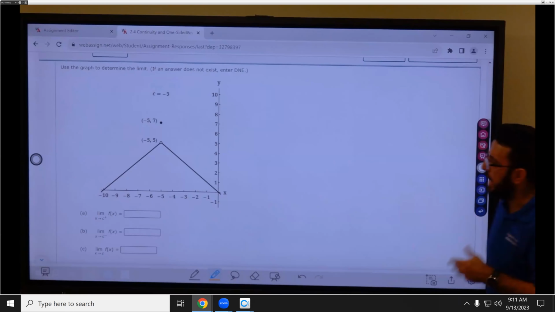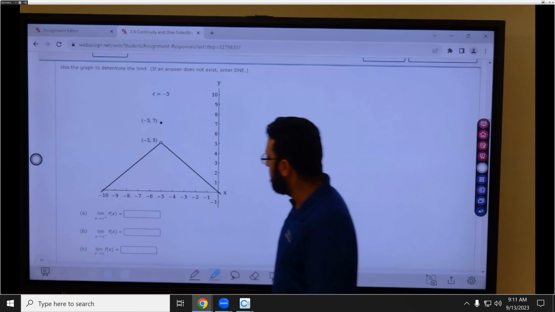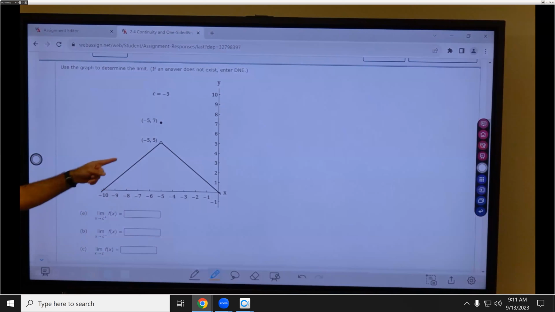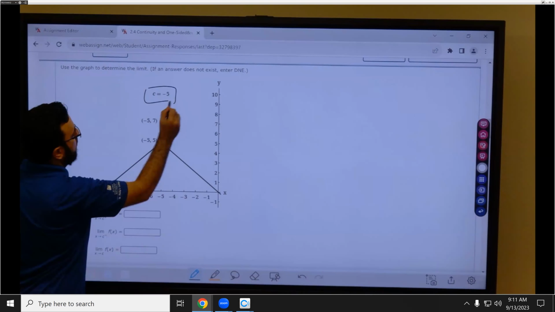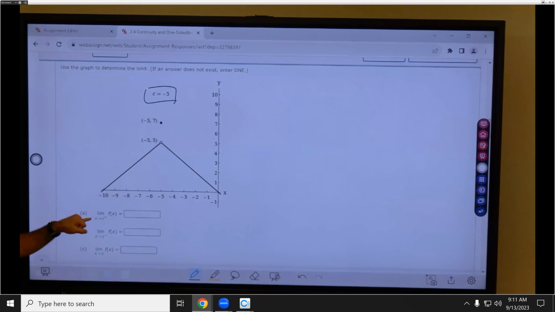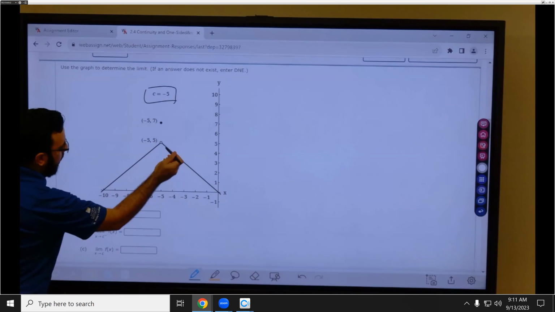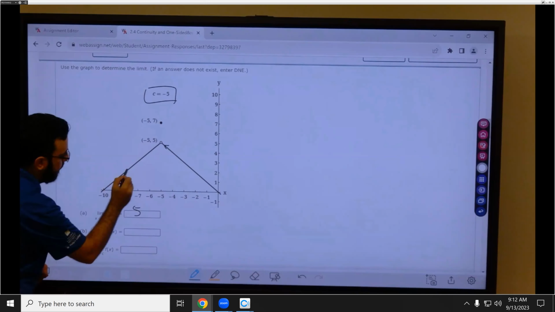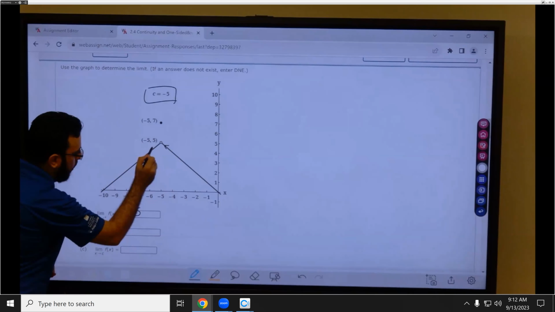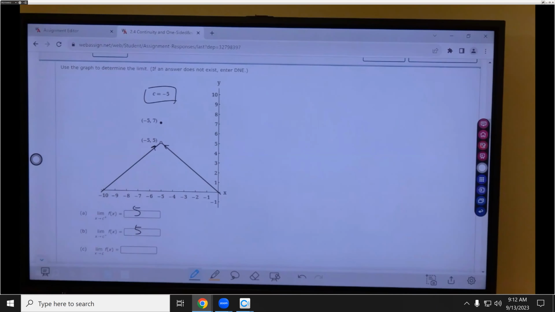So now we have this graph. The first thing: c equals -5. That means the limit as x approaches c from the right side, how much is the y value? Here is the function, approaching from the right side, approaching which point? 5. What about from the left side? The same thing, the function approaches the same number, 5. So the limit equals 5.